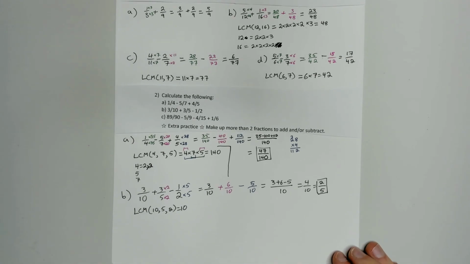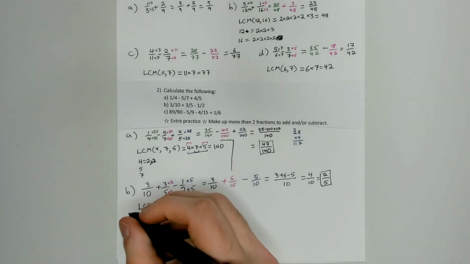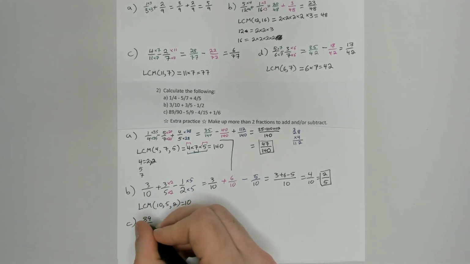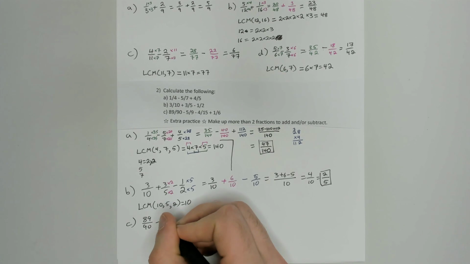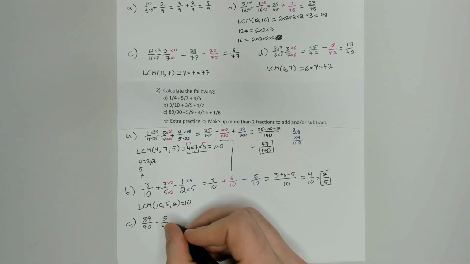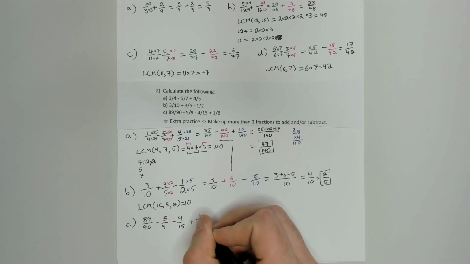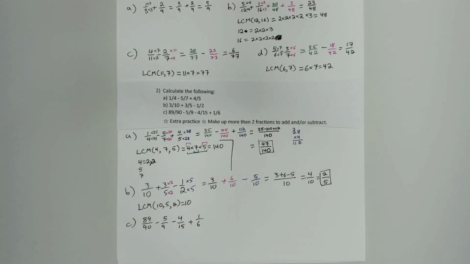All right, and let's look at the last part of question 2. We have 89/90 minus 5/9 minus 4/15 plus 1/6. All right, so this looks like a pretty big fraction, but on the bright side, all of these you might notice are factors of 90. So that means, once again, our lowest common multiple, or our common denominator, is going to be 90.